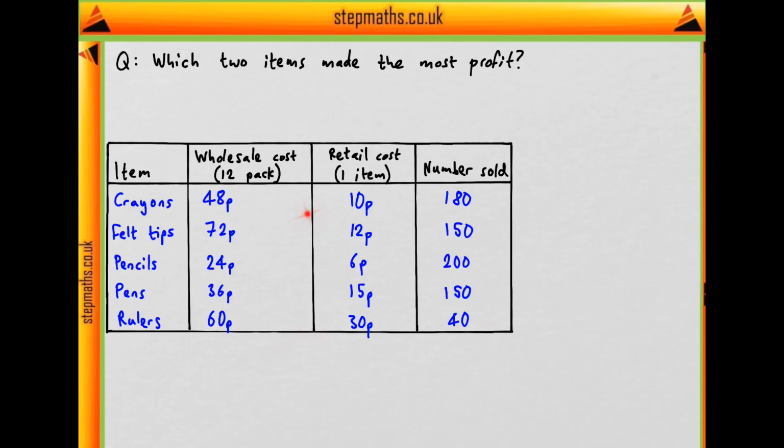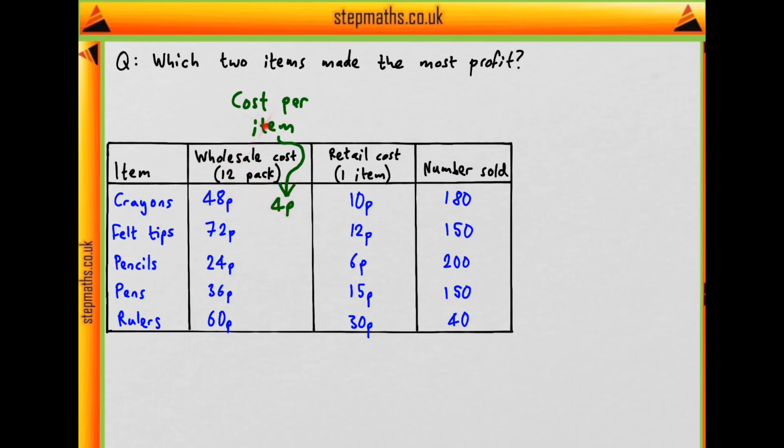Well, we're given the 12-pack cost in wholesale and the one item cost in retail, and it would be more useful if these were in the same sort of bracket. So let's change the 12-pack cost to a one item cost in the wholesale section. So how do we work this out? Well, if 12 packs cost 48p, then one will cost 48 divided by 12, which is 4p.